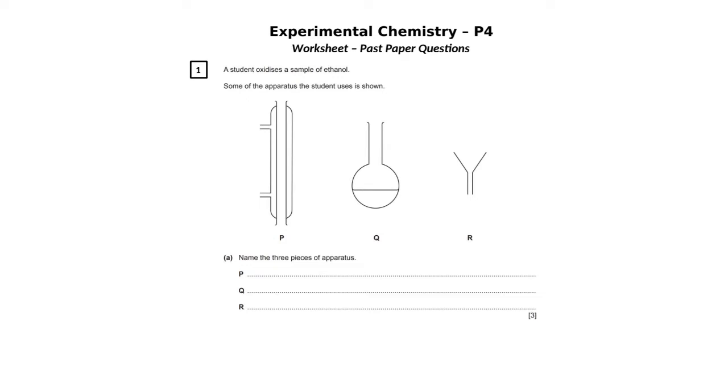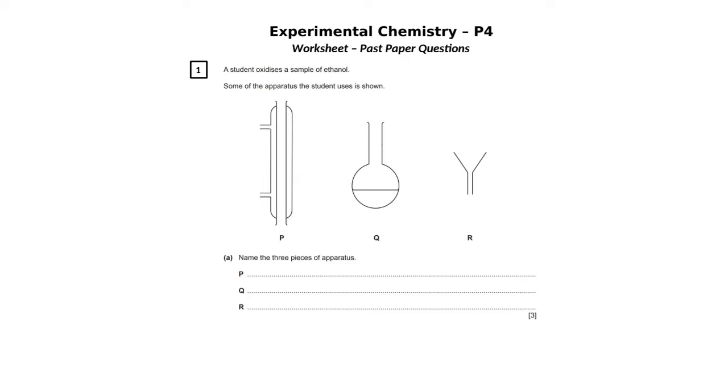Hello everyone, in this video we're going to talk about experimental chemistry and the type of questions that are usually tested in ATP or paper 4. So let's get down to business. In question number 1, they have given you some pieces of apparatus and you are being asked to name them.